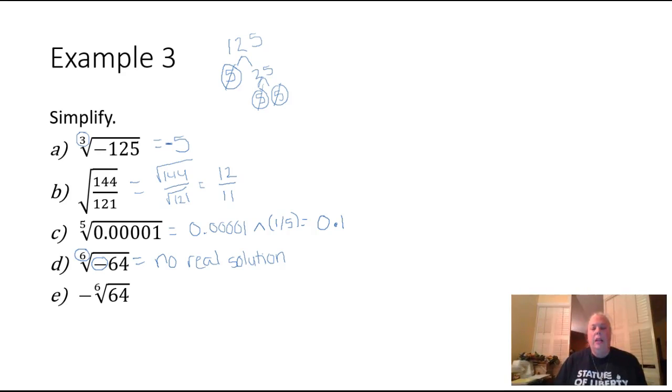Okay, for E, now we actually have the negative on the outside of the radical. That's okay, because what we're going to do is simplify this part of the problem right here first, and then we're going to take the opposite of it, or multiply it by -1. So I'm going to come over here, and I am going to break down 64. Now remember, I'm looking for 6 of the same thing.